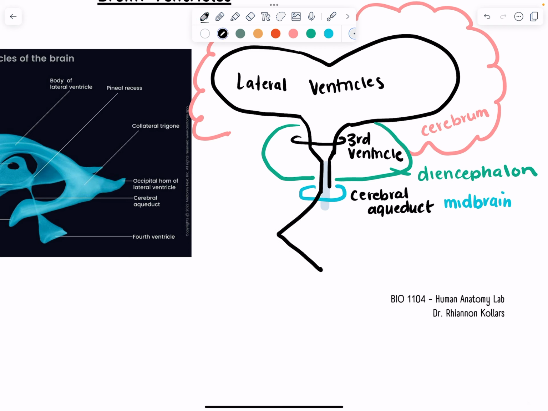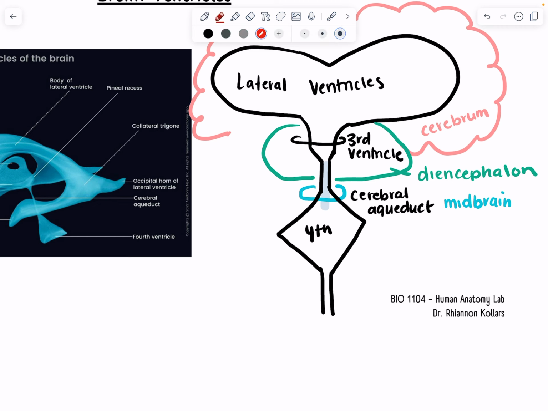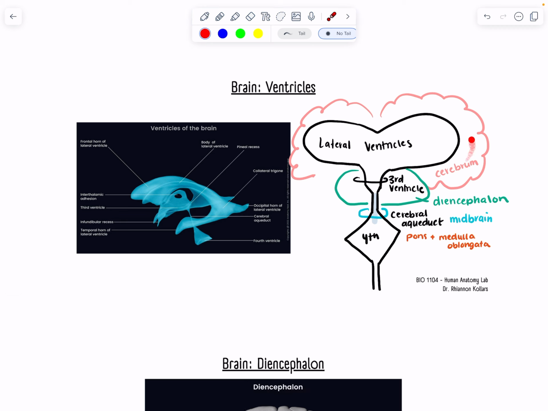So then I draw this little triangle at the very end. And from the fourth ventricle, it continues down through the spinal cord. So this is my fourth ventricle, and that is going to be interrelated with my pons and my medulla. So you guys don't have to draw this, but for me, I'm a visual person, so this helps me remember what goes with what regions. For you guys, I just went 1, 2, 3, 4, 5, and you can just write the regions next to it.